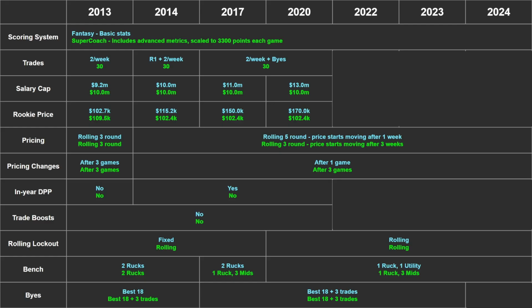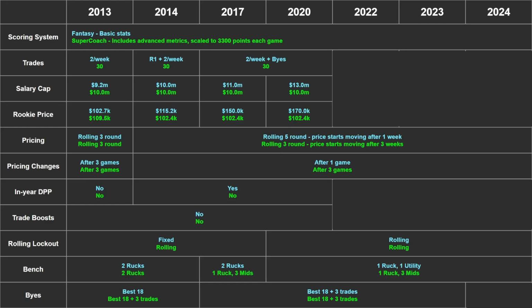So, salary cap went up, rookie price went up, and then moving down to lockout, that is where fantasy moved from fixed lockout to rolling lockout, just because of the turbulence with teams and COVID ins and outs and all that stuff during that 2020 period. They moved to a rolling format, and it has stuck since then. I know a fair few people have been polling and asking, hey, can we move it back to fixed? But it seems like most people in terms of surveys actually prefer the rolling format, and so they've stuck with that.